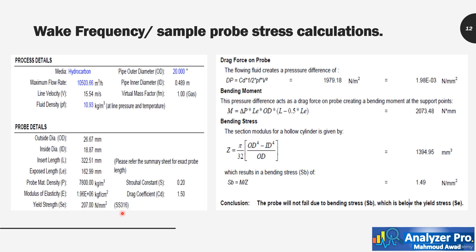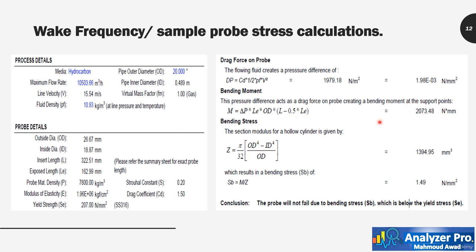To calculate the bending stress, first, we need to calculate the pressure difference that the fluid creates across the probe. The pressure difference is equal to half the drag coefficient multiplied by the fluid density multiplied by the line velocity squared. Second, we use this value to calculate the bending moment. The bending moment is equal to the multiplication of the calculated pressure difference, the exposed length, the outside diameter, and the insert length minus half the exposed length.